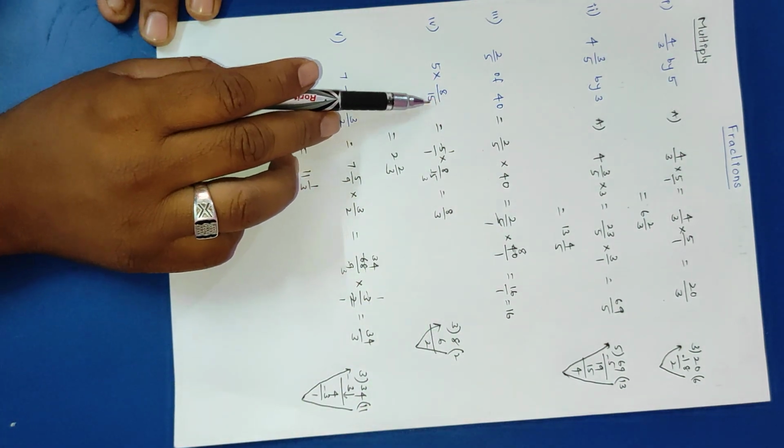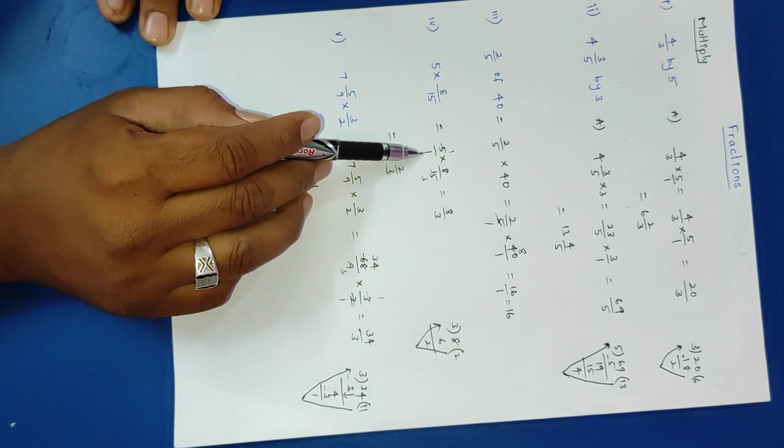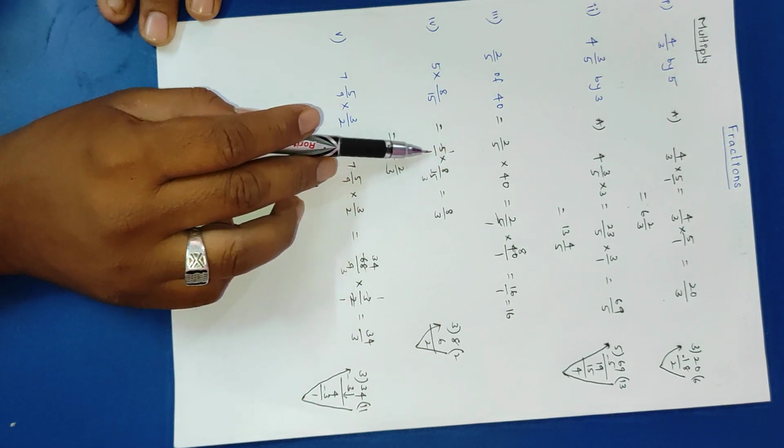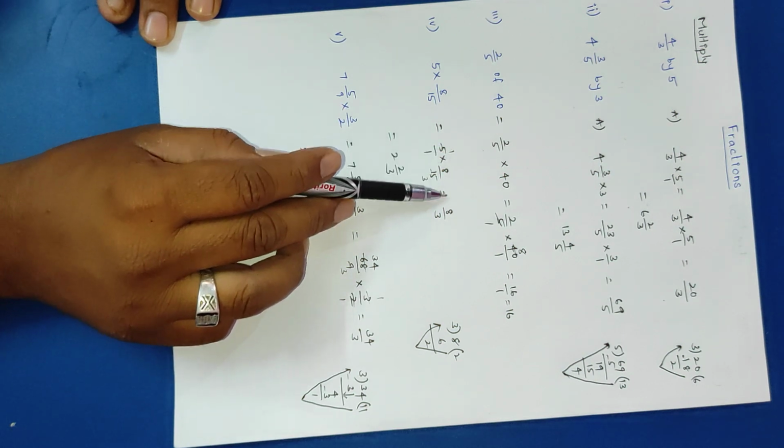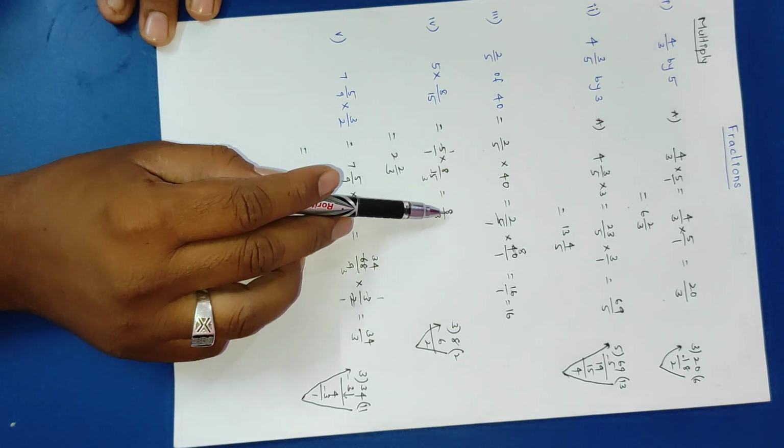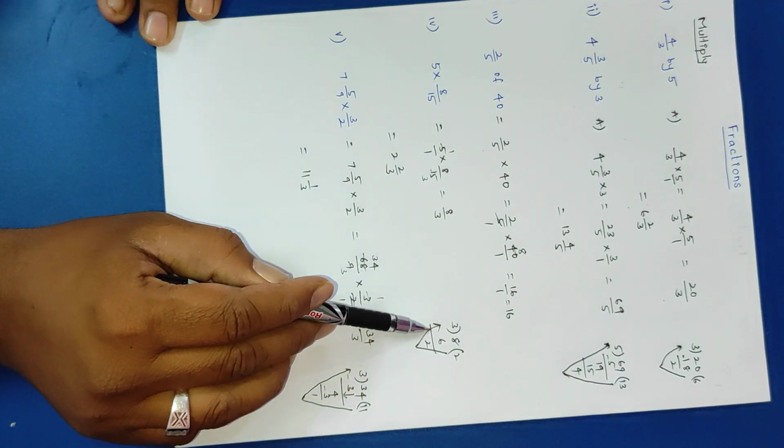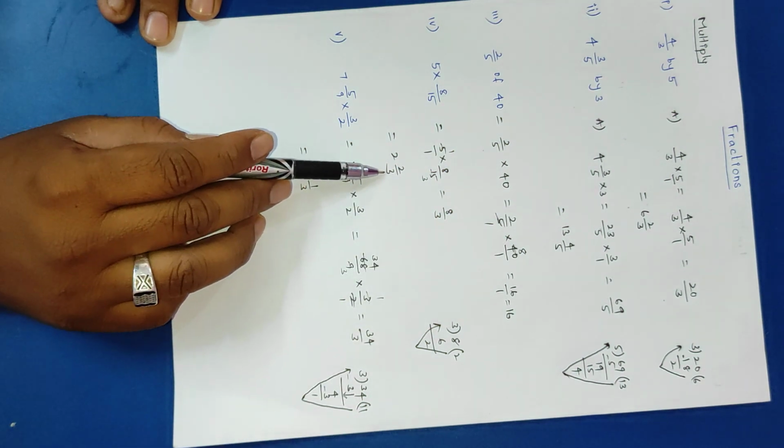Now 5 into 8 by 15. Here 5 by 1 into 8 by 15. 5 1s are 5. 5 3s are 15. 1 8s are 8. 3 1s are 3. 8 by 3. In this method we can convert it to a mixed fraction.